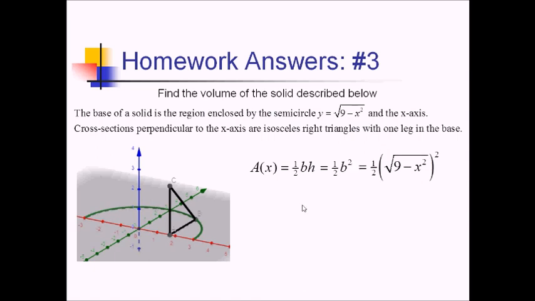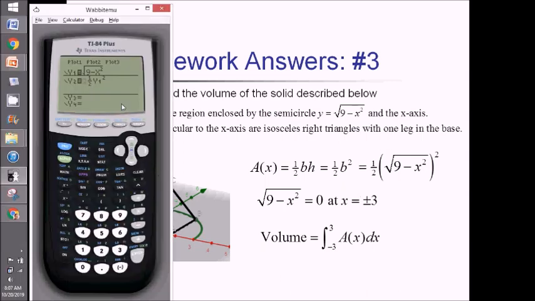Now I need my limits of integration. So that's where my semicircle equals 0. And even if we didn't have the graph here, we can see that if I plug in 3 or -3, that's going to zero this out. So my volume then will be the integral from -3 to +3 of this A of x I just wrote out. And now I need the calculator.